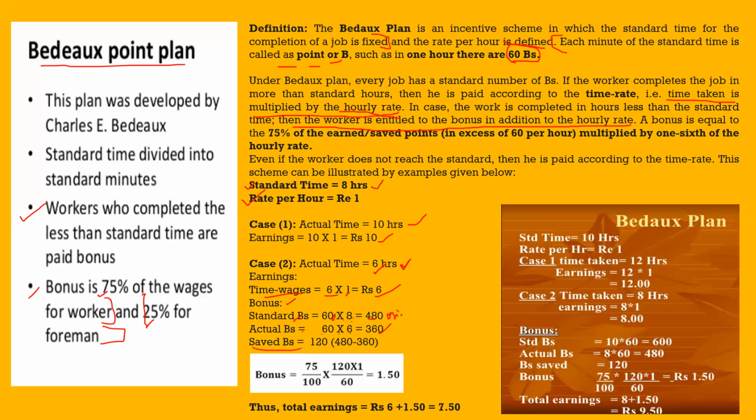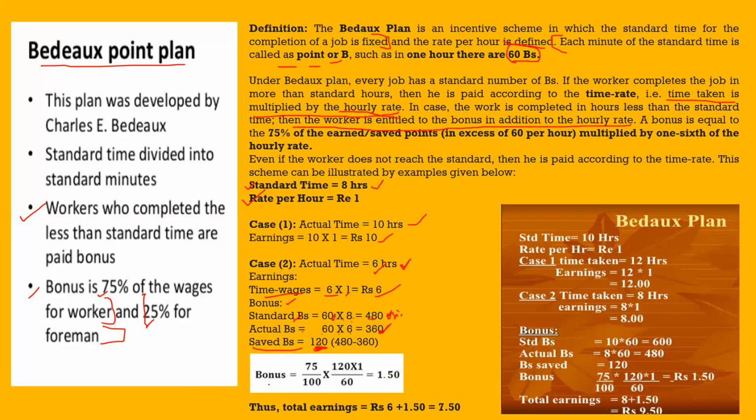How much is the saved BS? How much is the saved minutes? That is 120 BS or 120 minutes the worker has saved. How has it come? 480 is the standard BS minus 360 is the actual BS. He has saved 120 BS or 120 minutes, approximately 2 hours, right?